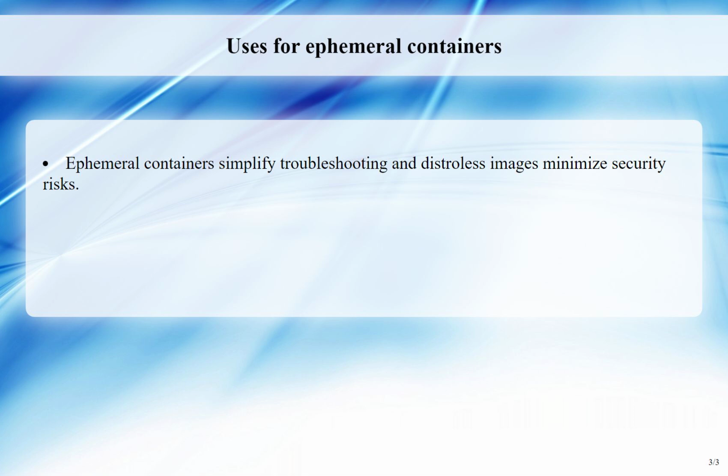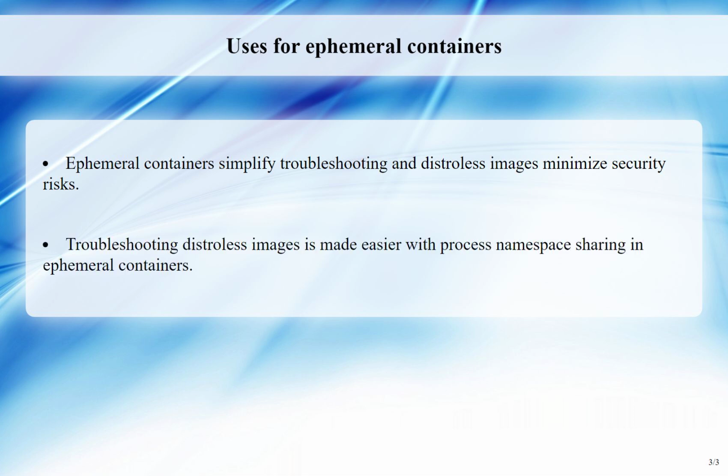Distroless images are particularly useful for minimizing attack surface and reducing exposure to bugs and vulnerabilities. However, troubleshooting distroless images using kubectl exec alone can be difficult due to the lack of debugging utilities. Enabling process namespace sharing when using ephemeral containers can help view processes in other containers, making troubleshooting more efficient and effective.